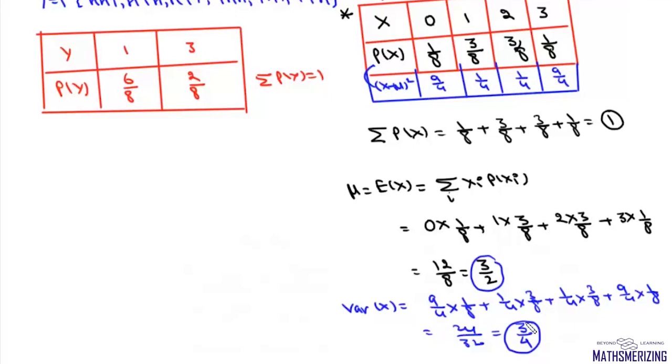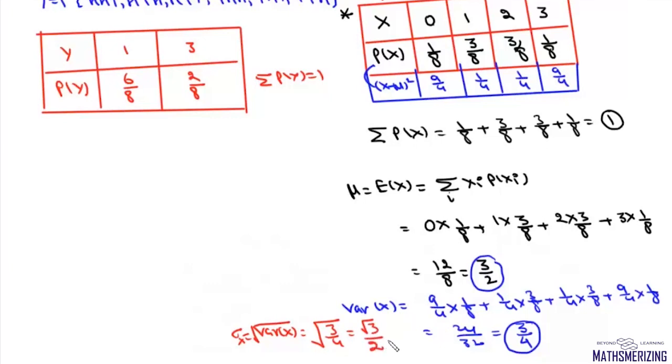With variance, we can also calculate its standard deviation. Now we know that standard deviation is under root of variance. So in this case, the standard deviation of random variable x will be under root of 3 by 4, or simply root 3 by 2.